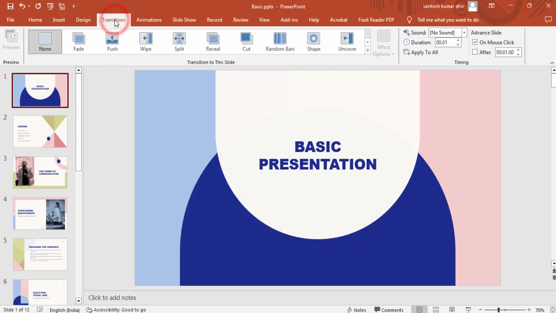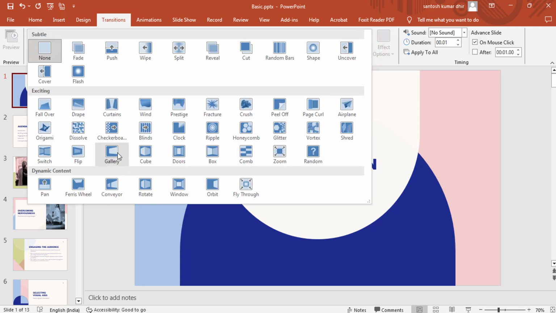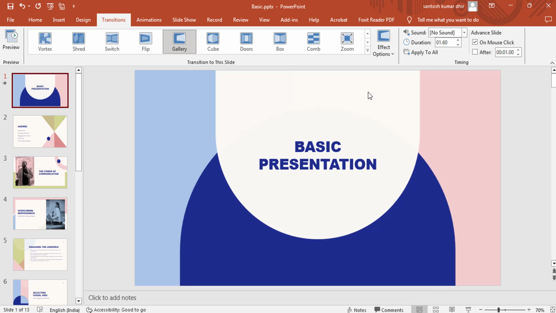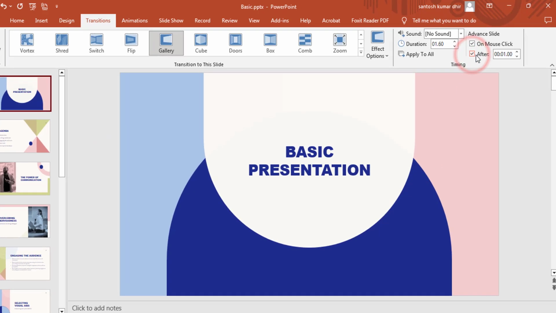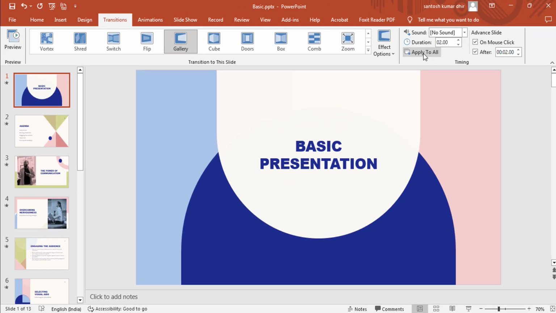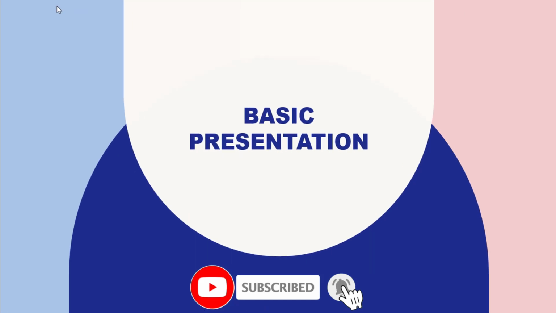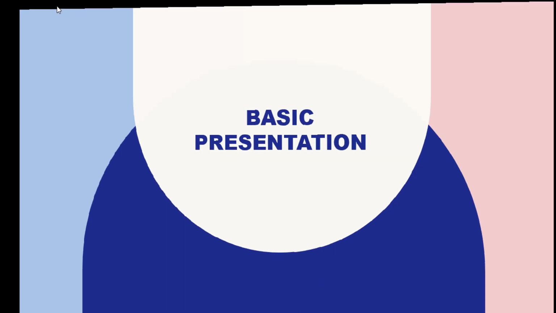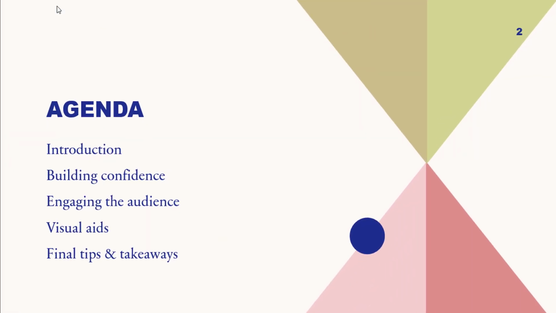Now go to the Transitions tab, choose a transition from the Transition Gallery. Then set the duration of the slide. Select Apply to All in the Timing group. Now everything's set to use. That's it. Very simple and very easy.